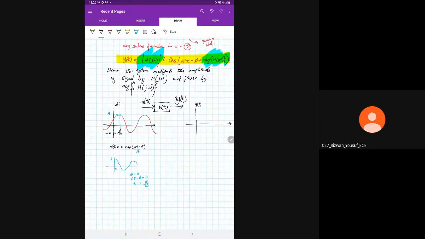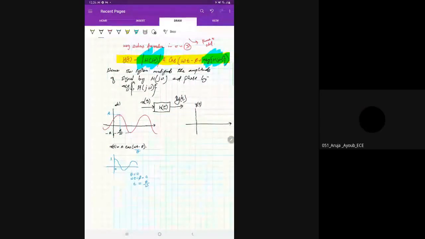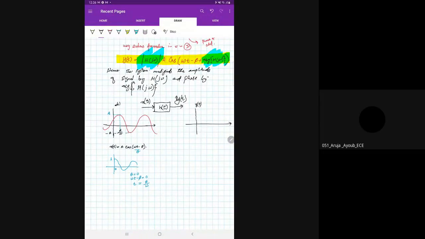Yes, sir. I told you, beta, did you understand x of t? Yes, sir. Hamad, beta, did you understand? Yes, sir. Mahvish? Yes, sir. What about Aruja? Yes, sir. Okay, fine.